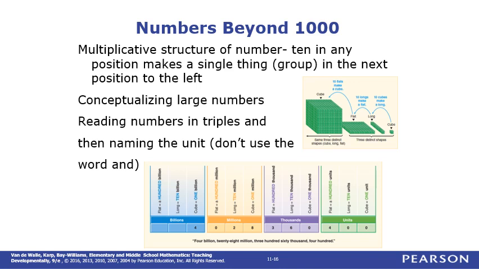So it's important that we're also helping our students extend their understanding of place value from 100 all the way through and beyond 1,000. And so in order to help your students do that, you should first generalize the multiplicative structure of the number system, and that's shown visually on the slide. So what we mean by that is that 10 in any one position makes a single thing or a single group in the next position. So 10 ones makes a 10, 10 tens makes 100, 10 hundreds makes 1,000, etc.